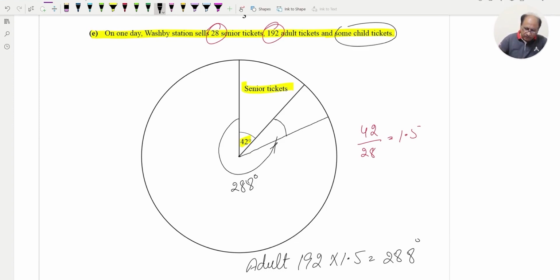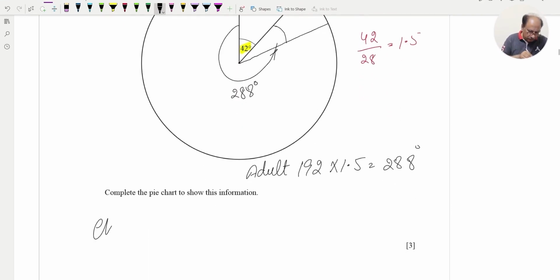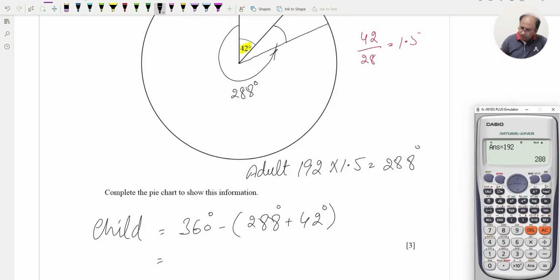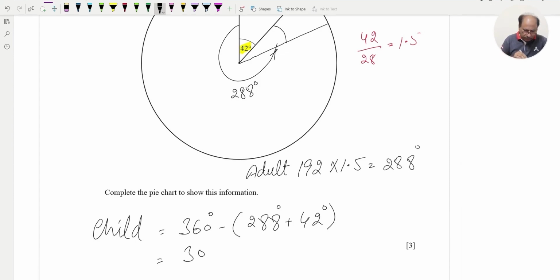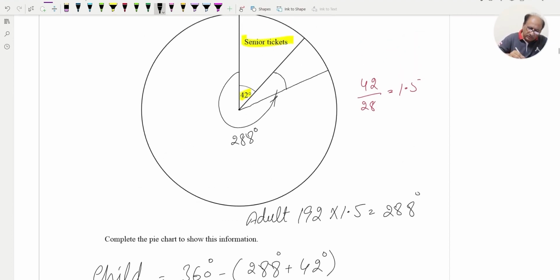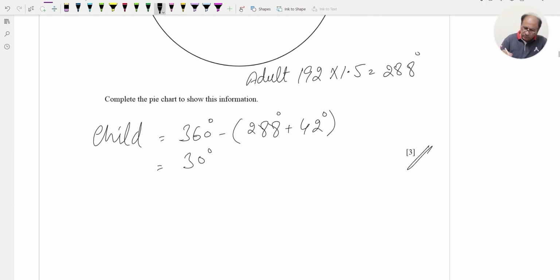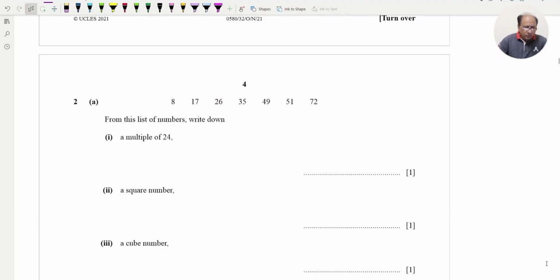So this will be child tickets, and for the child ticket, what we can do, child will be 360 degrees minus, we will subtract these two numbers, which is plus 42 degrees also. This will be 360 minus, in brackets, 288 and plus 42, and this is equal to 30. So it will be 30 degrees. We have to complete this table. So this angle is 30 degrees. Hopefully you understood each and everything. This was basically a 3 marks question which we are done.